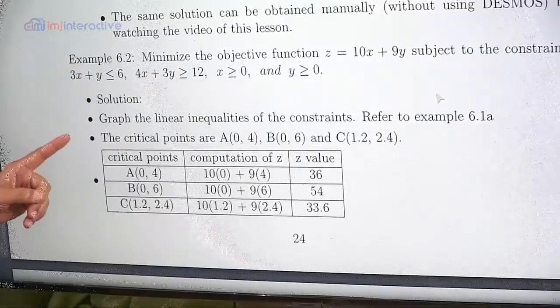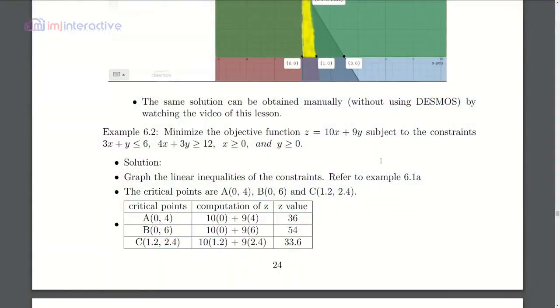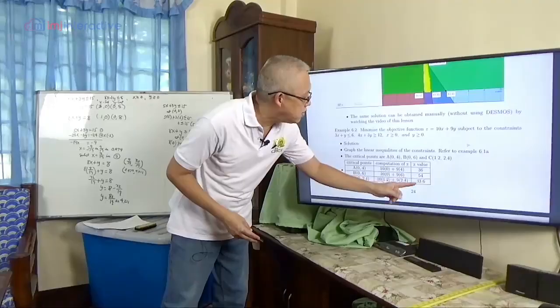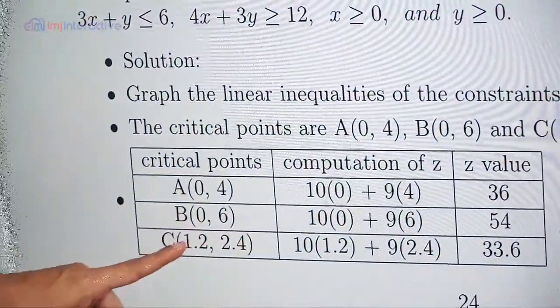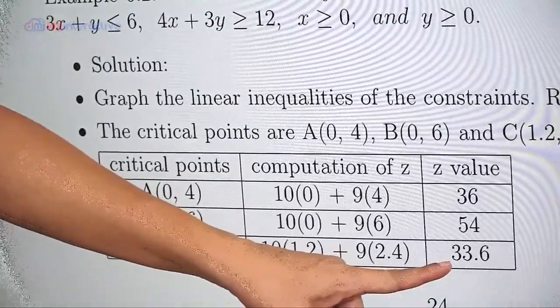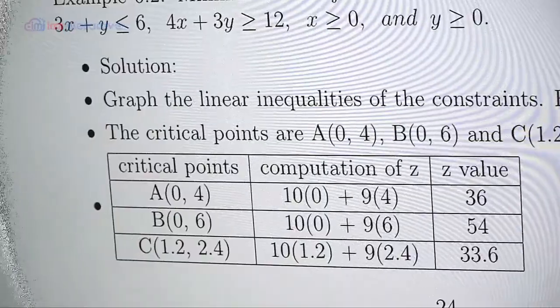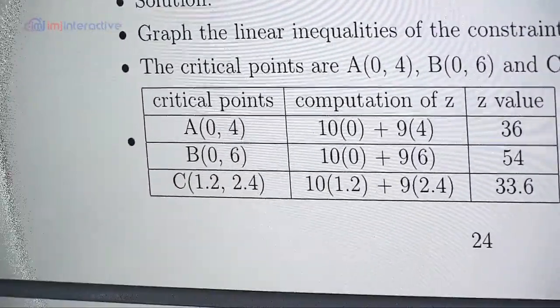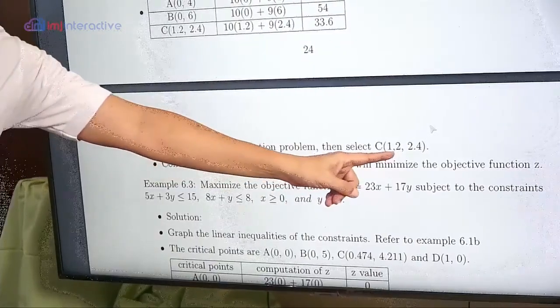Since you are asked to minimize, according to step number 4, for a minimization problem, you have to choose the lowest value. So the lowest value of z here is 33.6. These are the values of x and y that will give you the lowest value of z. So what is now the conclusion here? Since that is a minimization problem, the lowest value is 33.6. So this is your answer, 1.2, 2.4.